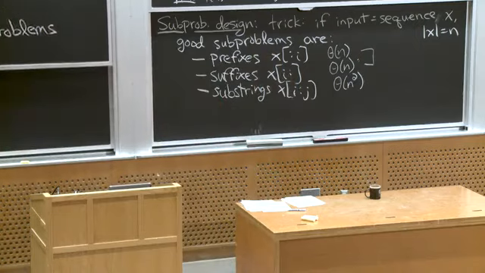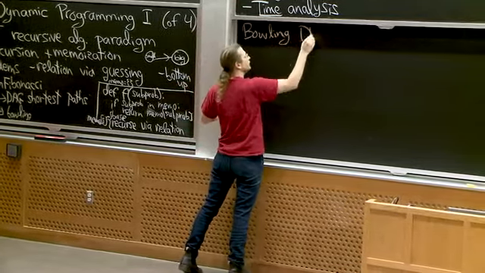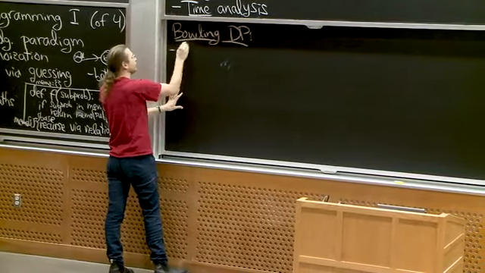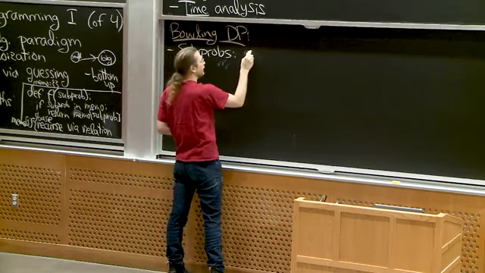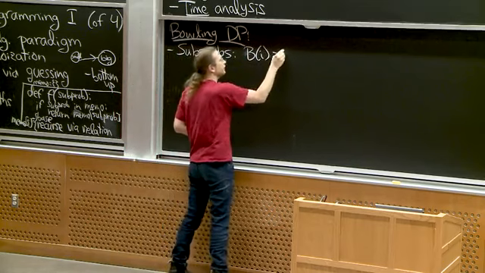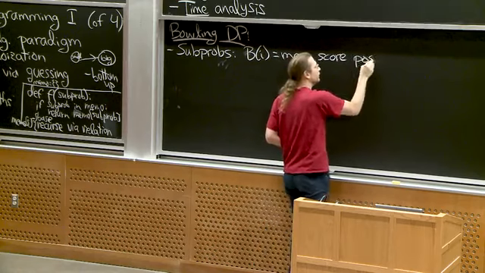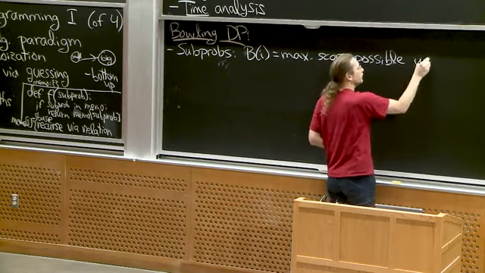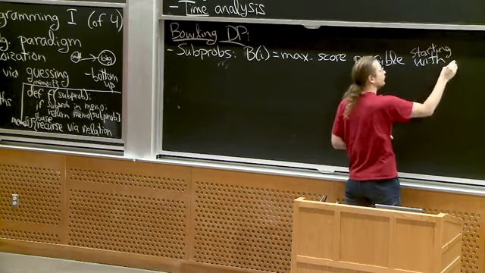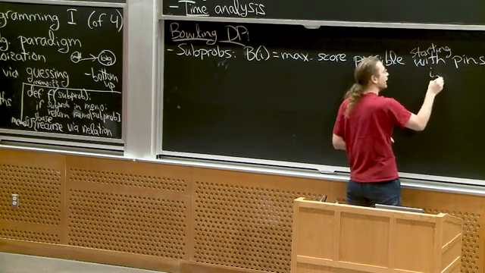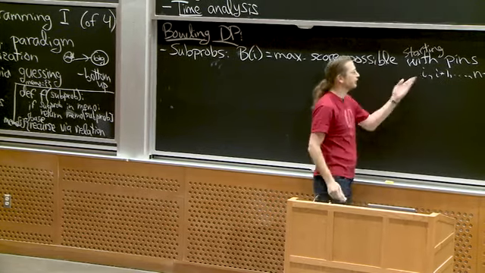Sortbot for bowling. So here's our dynamic program. The subproblems are suffixes. I'll write B of i is the maximum score we could get possible if we started a game with pins i plus 1 up to n minus 1, which is a suffix of the pins.